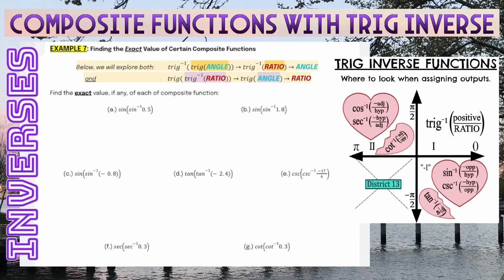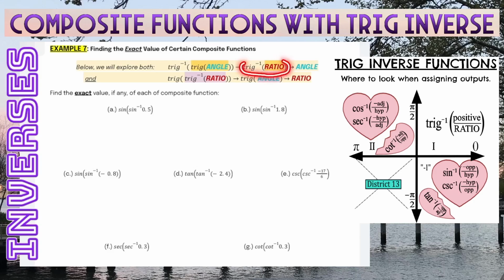Hey everybody, in this video we are on example 7 over here, and we are going to take it a little further than what we just did in example 6. We are going to see two different scenarios. One where we have the trig inverse of the trig of an angle, this whole thing over here. So the trig of an angle is going to give you as an answer a ratio. If that trig is sine, the ratio is opposite over hypotenuse, etc.